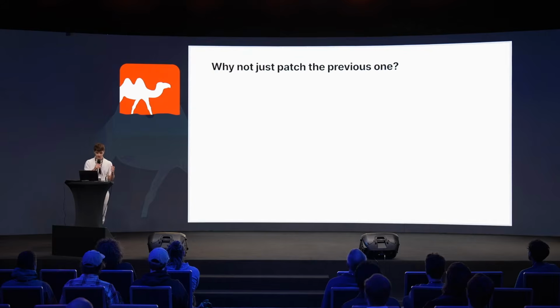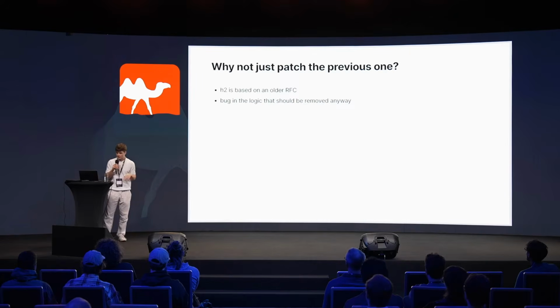So let's first go over why we didn't just patch this implementation in the first place. There were a couple of reasons. First of all, it was based on the older RFC, not the latest specification. And actually, from my investigation, the bug that was causing the memory leak was in logic that should be removed anyway, according to the latest specification of HTTP2.